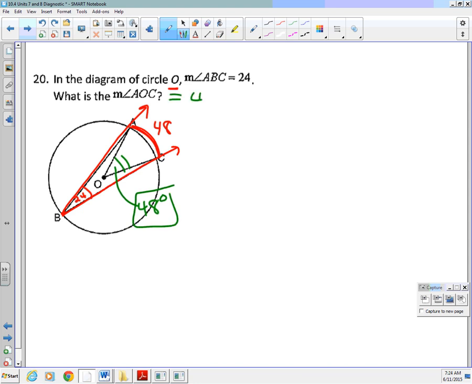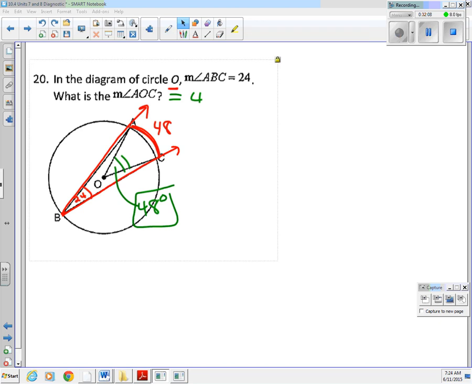Some of you are probably thinking that you probably could have just jumped to the conclusion very quickly that 24 times 2 is 48 and done it that way.